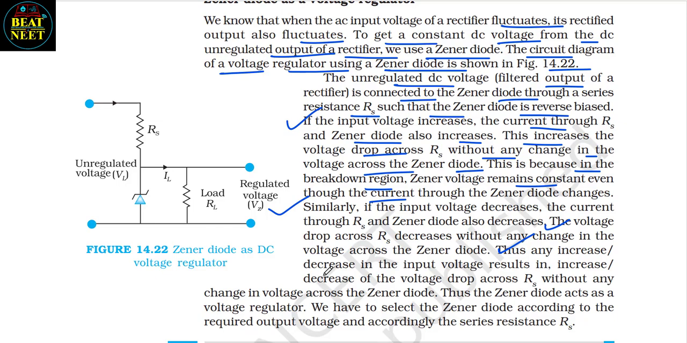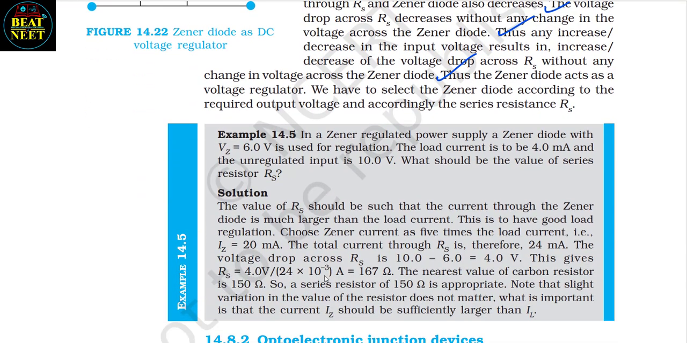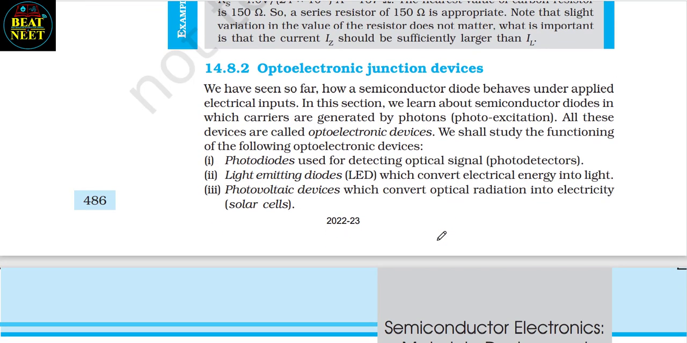Thus, any increase or decrease in the input voltage results in an increase or decrease of the voltage drop across Rs without any change in the voltage across the Zener diode. Thus, the Zener diode acts as a voltage regulator. We have to select the Zener diode according to the required output voltage, and accordingly the series resistance Rs.